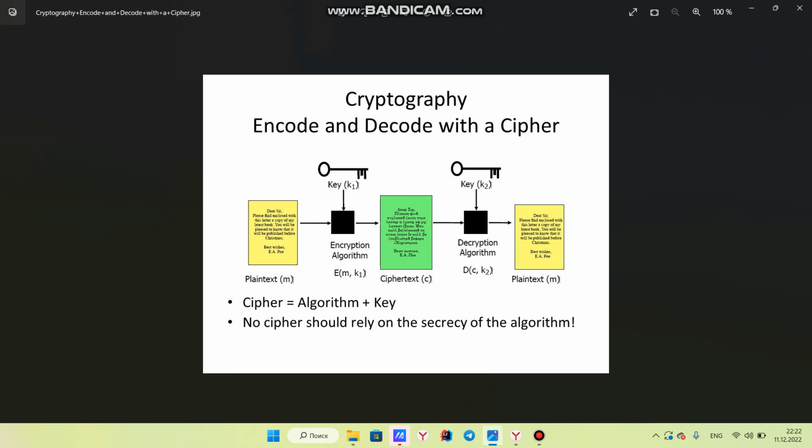Hello everyone, I am Nurbekuly Zhandos and I chose the topic cryptography and ciphering. First, cryptography: encode and decode with the cipher.